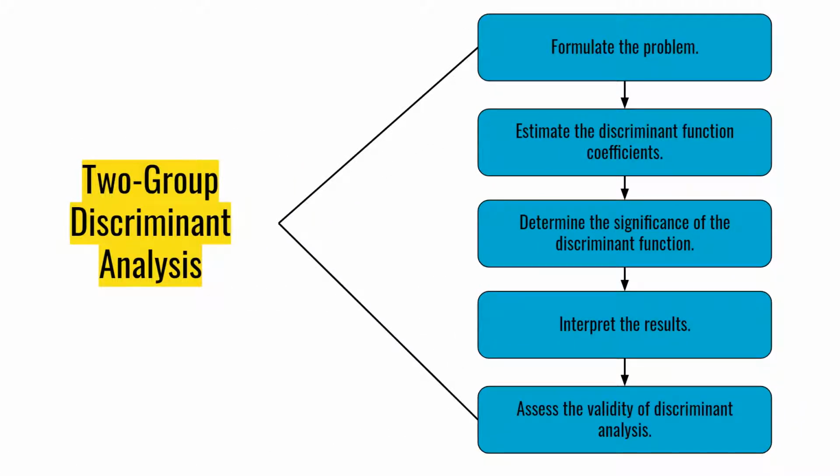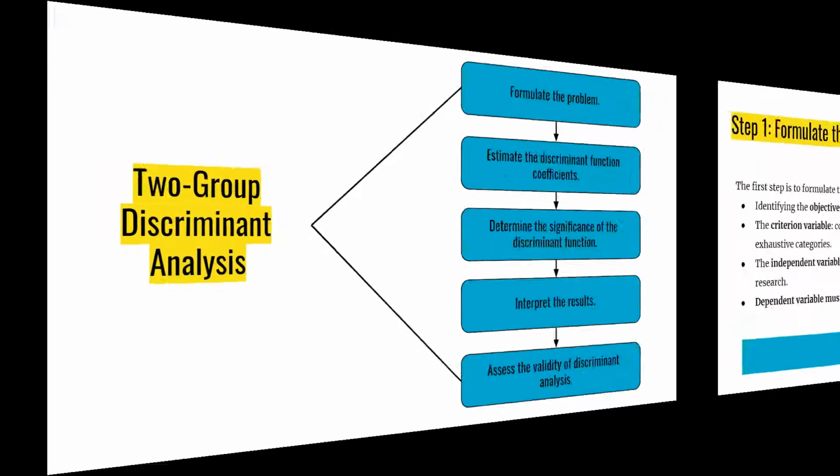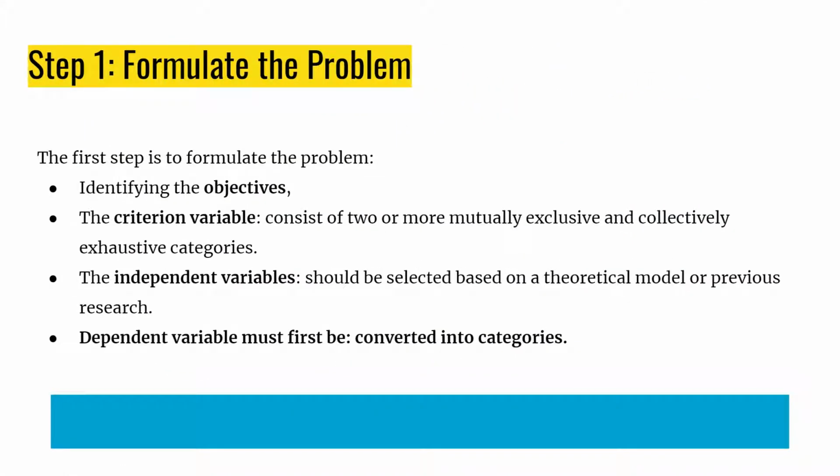Two-group discriminant analysis consists of these steps. The first step is to formulate the problem. The second is to estimate the discriminant function coefficient. The third step is to determine the significance of the discriminant function. The fourth step is to interpret the result, and the final step is to assess the validity of the discriminant analysis.